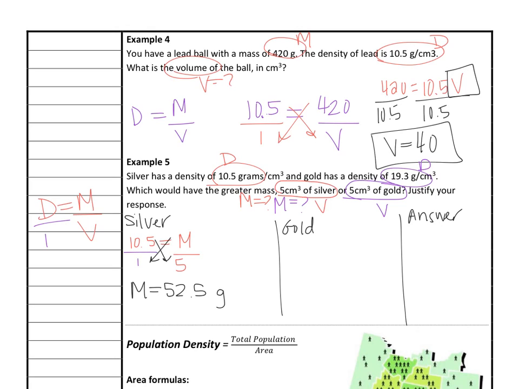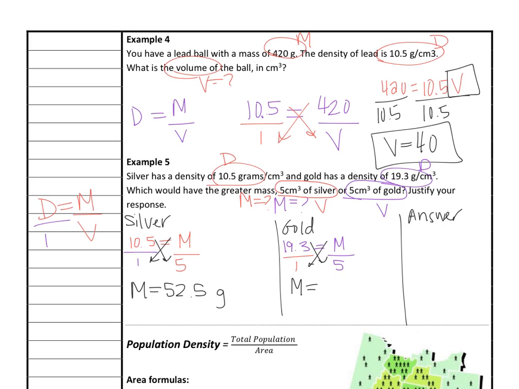Now we're going to come over here and calculate gold. And I had everything for the gold circled in purple. So I know my density is 19.3, and it's equal to the mass, which is unknown, divided by the volume, which was 5 cubic centimeters. And again, I'm putting this over 1 so that we can cross multiply.